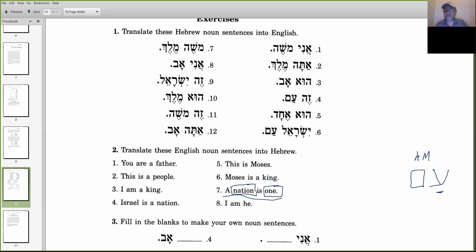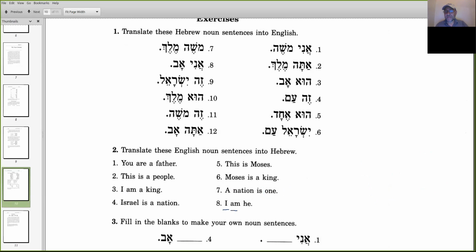Because that is the word for one, and that starts out with an aleph and a segol. So far we've got the sound, because remember the aleph is silent. And we go to chet. Okay, that's how we get the guttural sound with a kametz. And it finishes with a dalet, echad. So, echad, a nation is one. All right, let's go to number 8.